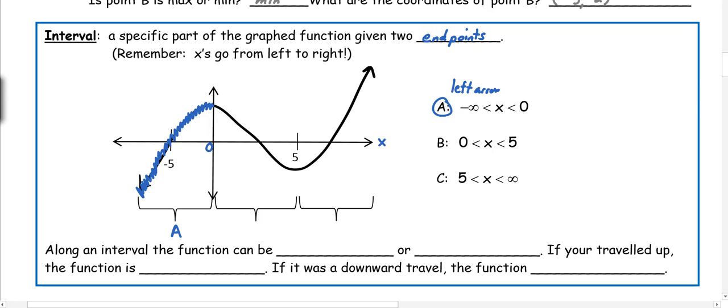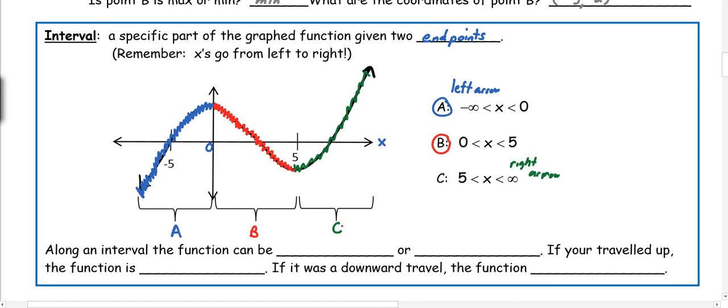Interval B is going to go from 0, so where we just stopped, all the way to the x value of 5 where our graph is. This is our second interval, B. The last interval then goes from 5 to infinity. Remember that infinity is your right arrow. So we go from 5 to our positive infinity. This then is our C interval.